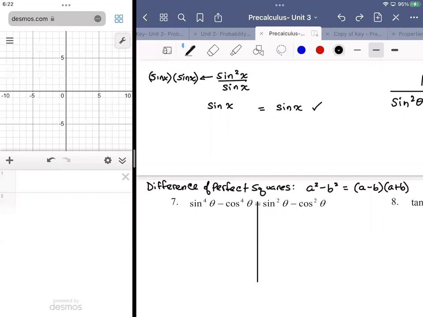So, two binomials. The first entry in each binomial is going to be the square root of the first term of the given binomial. All right.